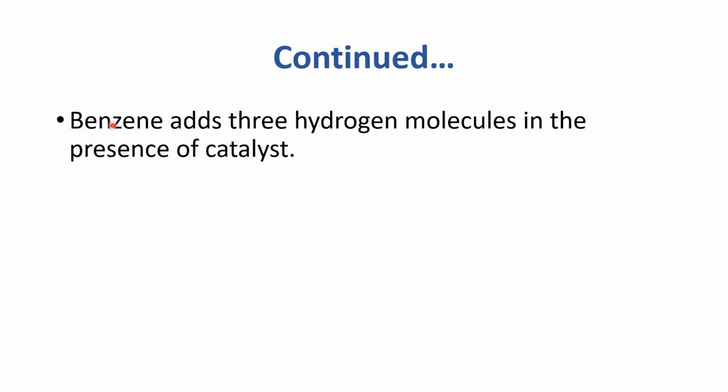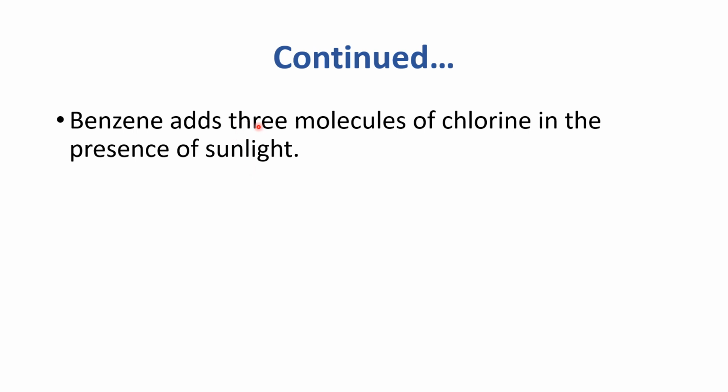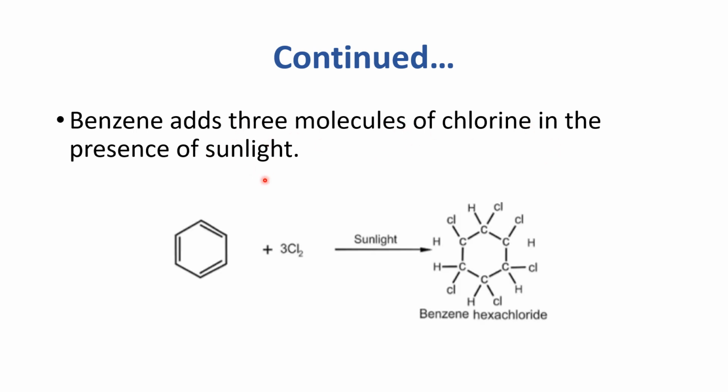The next postulate is benzene adds 3 hydrogen molecules in the presence of a catalyst. क्योंकि बेंजीन में 3 डबल बॉन्ड्स हैं, तो उन डबल बॉन्ड्स को हम 3 मॉलिक्यूल्स ऑफ हाइड्रोजन के साथ सैचुरेट कर सकते हैं इन द प्रेजेंस ऑफ प्लैटिनम एंड 200 डिग्री सेल्सियस टेम्परेचर टू फॉर्म साइक्लोहेक्सेन. So the next postulate is benzene adds 3 molecules of chlorine in the presence of sunlight. So वही 3 डबल बॉन्ड्स हैं, उन्हें हम हाइड्रोजन की बजाय अगर क्लोरीन से सैचुरेट करेंगे, it will form benzene hexachloride. So these two postulates confirm कि benzene में 3 alternating single और double bonds हैं.